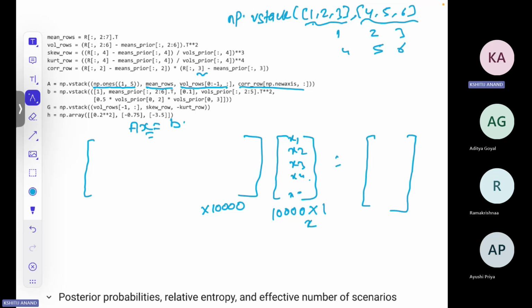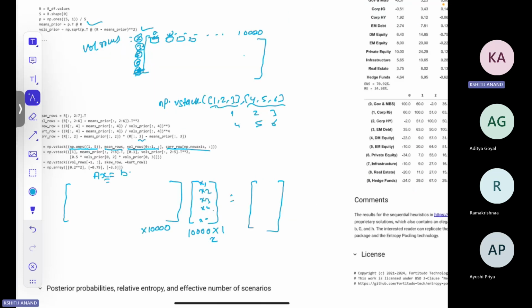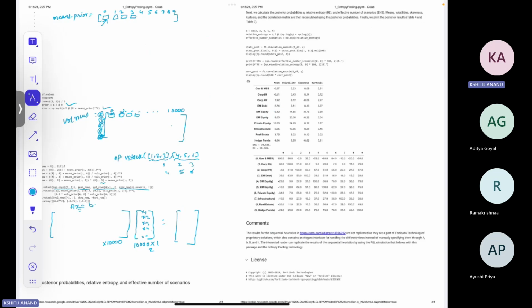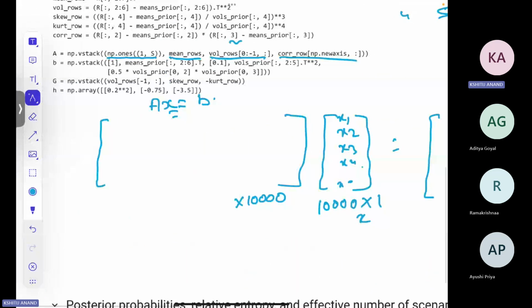So let us see how we are getting A. First of all, what is this one? np dot ones of 1 and s. That means it is nothing but one row and s columns. What is the value of s? Everyone knows, right? The value of s is 10,000. So you are basically putting 1 ten thousand times. If you had written np dot zeros, that means you would have 0 every time.